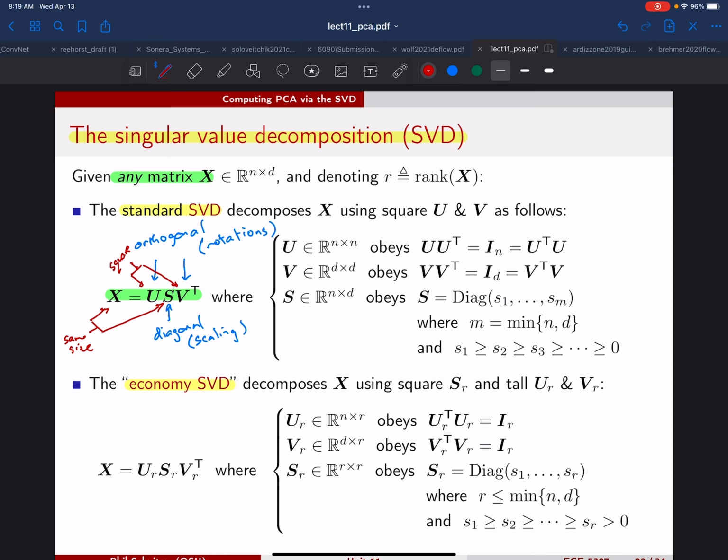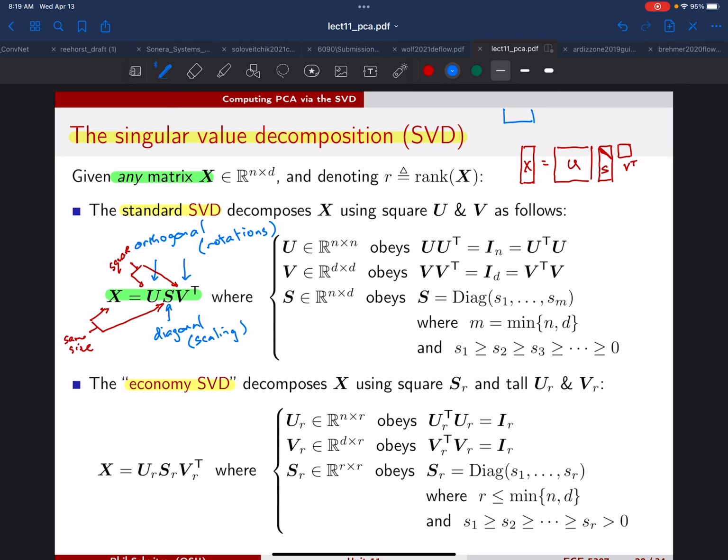Okay, and that makes sense. If I have an orthogonal matrix, it has to be square. Just as an illustration, if X is tall, then U would be a square matrix that matches the first dimension of X. S is a diagonal matrix that matches the dimension of X, and then V transpose has to match the second dimension of X. So this is what we have in the case of a tall matrix.